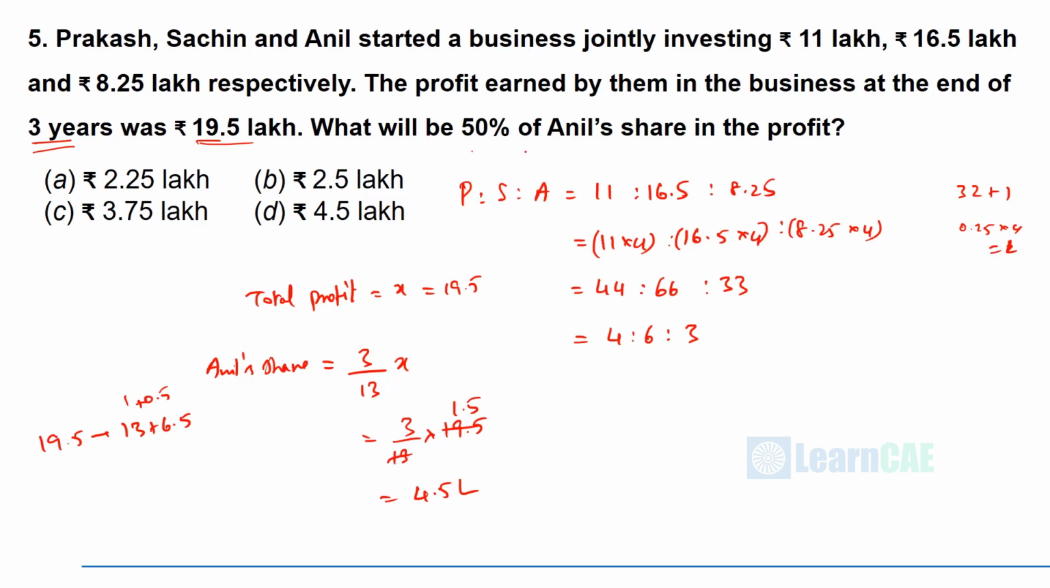But they are asking 50% of Anil's share. 50% of Anil's share will be half of this, that is 4.5 divided by 2. This is equal to 2.25 lakhs. So the answer is A, 2.25, and not D, 4.5 lakhs.